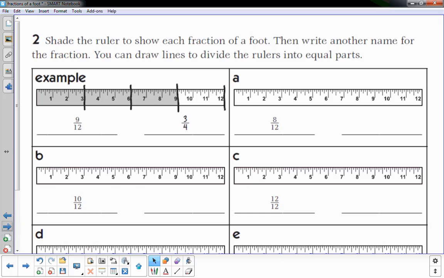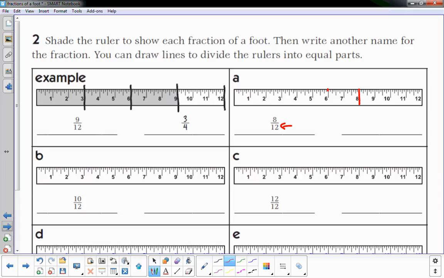Moving on. Number 2. Shade the ruler to show each fraction of a foot. Then write another name for the fraction. You can draw lines to divide the rulers into equal parts. And they give you an example. I'm going to go ahead and get started though. 8/12. 8/12 is right here, where the 8 is, and it's out of 12. There's 12 inches in the whole foot, so every inch is a part. I have to visualize another fraction that equals this.